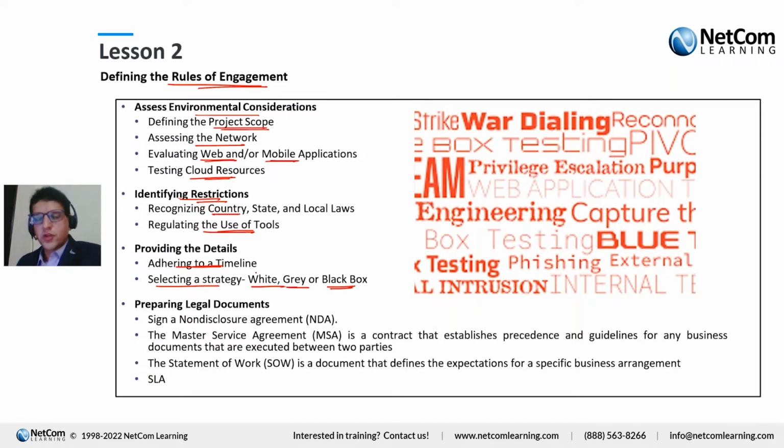In white box, you're going to be given the whole information. In gray box, you're going to be given a little bit of information. In black box, no information. So what kind of penetration testing do you have to do? You have to sign an NDA, so you're not going to disclose any information, or an MSA, that establishes precedents and guidelines for any business document executed between two parties, to protect you. Statement of work, expectations for a specific business. We're going to understand all these things in detail in rules of engagement.